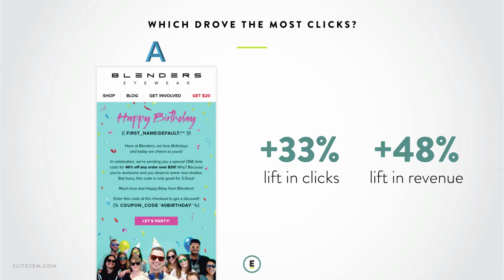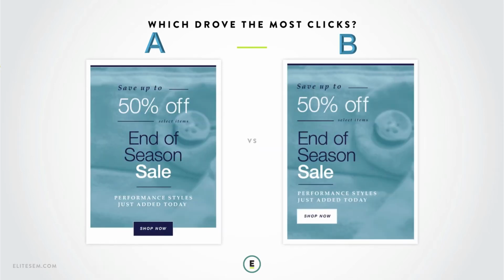This drove a tremendous 33% lift in clicks and 48% lift in revenue, which is huge. It's a simple test, it's a simple change, but now we know that if we have a letter type format, we're going to do a background with some color, probably have an eye-popping CTA, and then draw the eye down to that image. Okay, next one.